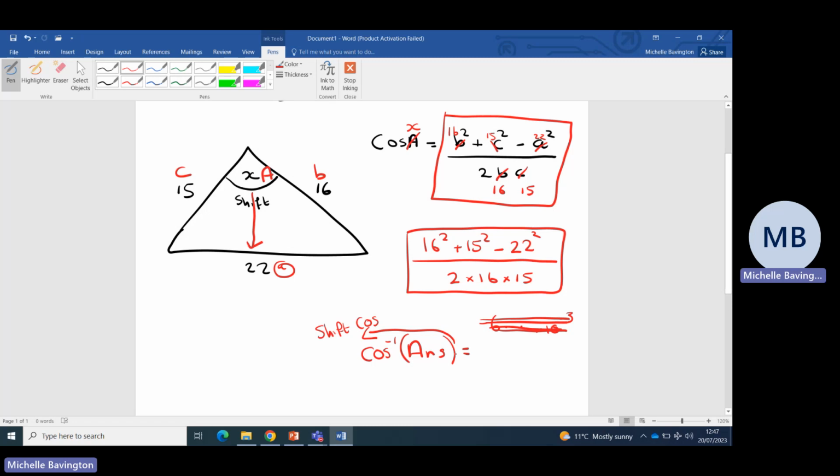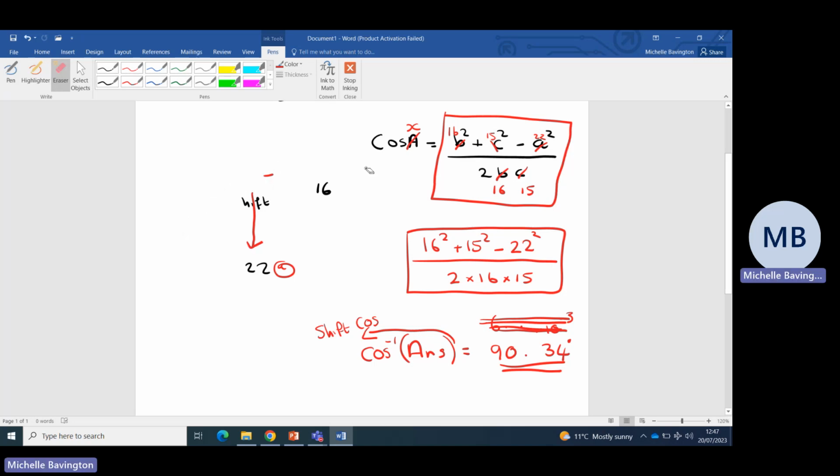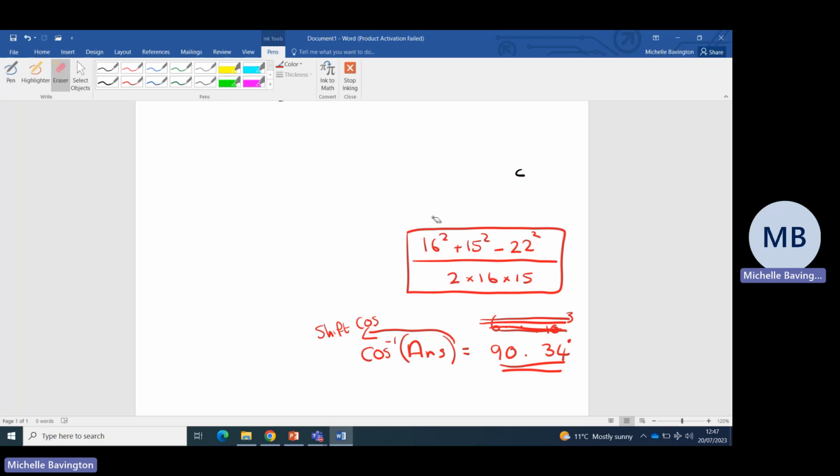So have a practice of that, okay? And it did equal 90.34 to 2 dp degrees. We're looking for the angle. Okay, so should we do another example? Yeah, why not? Let's get rid of that. Because again, I've got 3 examples of each for you to have a go at, and then you can bring the answers into class.